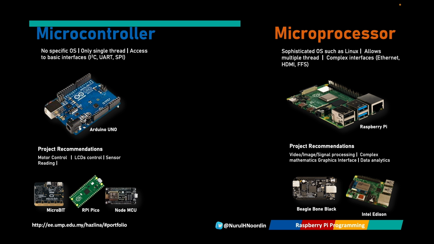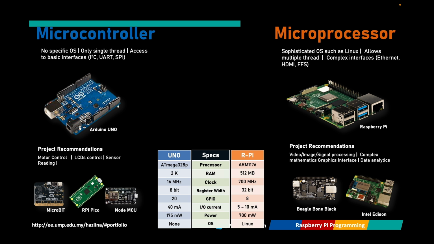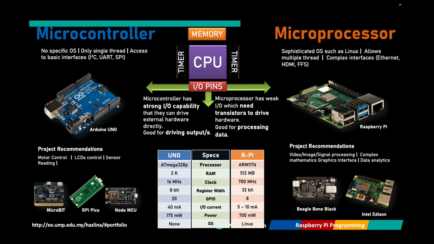So, which should you choose? If your project requires real-time control, low power consumption, and direct sensor interaction, go with a microcontroller like the Raspberry Pi Pico. If you need a full computing environment, multitasking, and operating system-based applications, choose a microprocessor like the Raspberry Pi 4. Understanding the strengths and limitations of both platforms helps in making the right decision for your project.